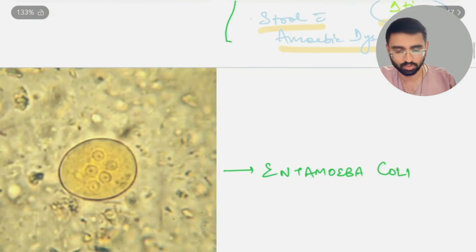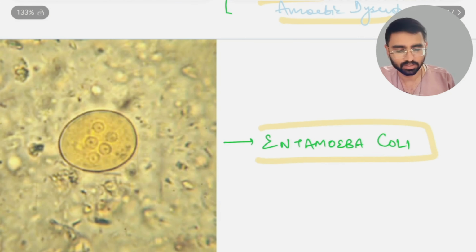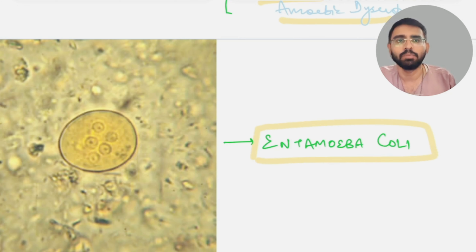Now let's move on to the image of Entamoeba coli in the stool. This is how Entamoeba coli appears in the stool image.